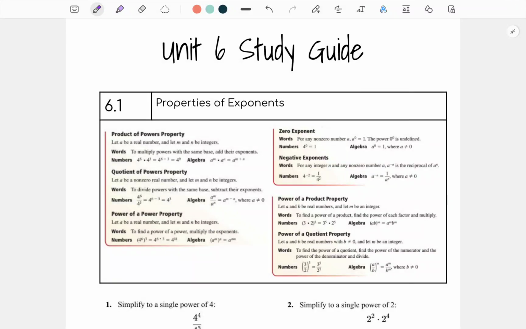Welcome, scholars, to Unit 6 review for the unit of exponential functions. First, we're going to start by reviewing 6.1, properties of exponents.